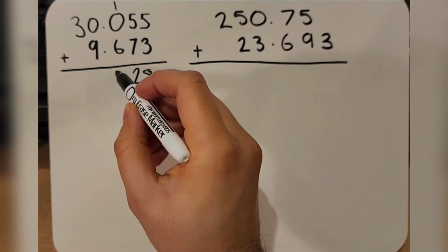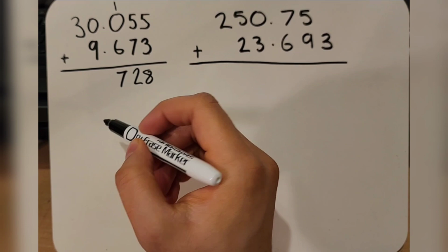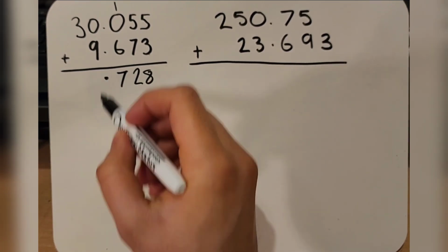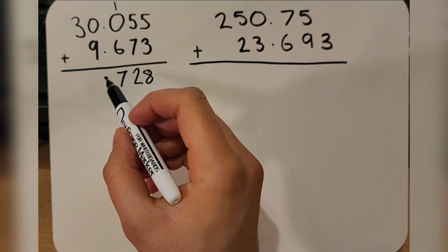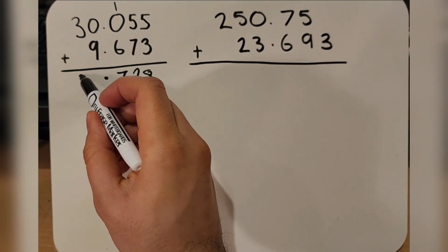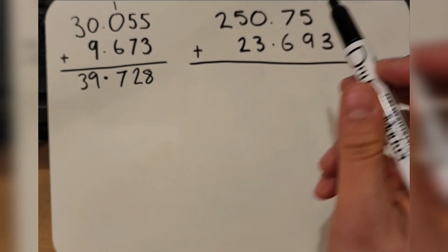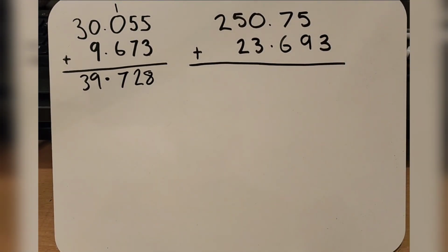Carry the 1 there. Got 7. Now, as always, the most important thing is actually this decimal point here. Make sure we're getting that in the right place. And this here we can see is just going to be 39. Let's have a look at the next example.